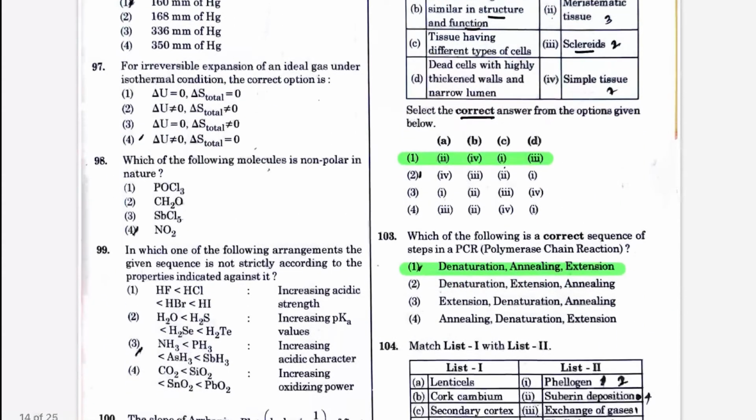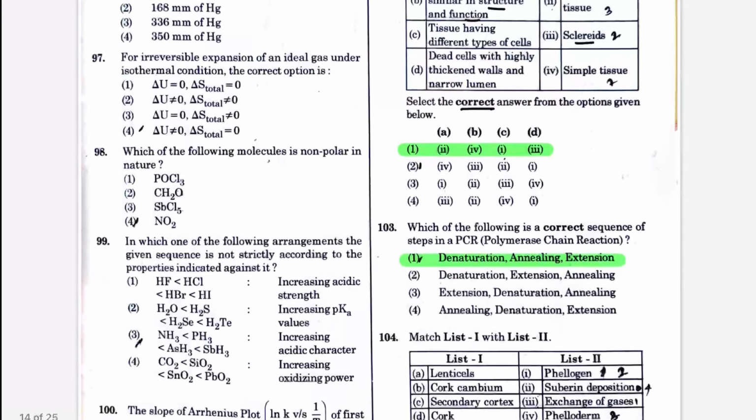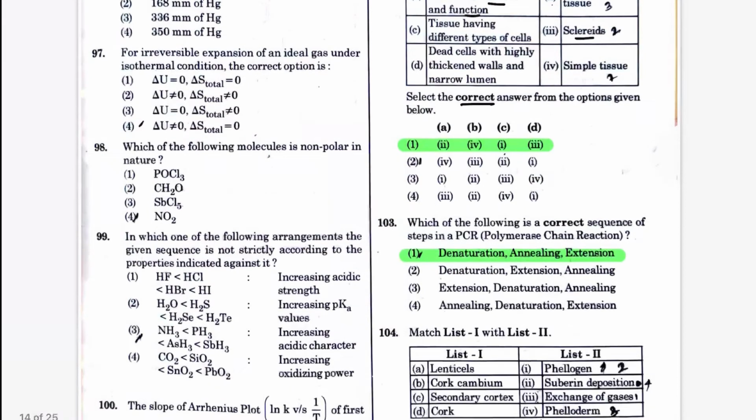And for the next question, it's a very easy question. They're asking you the correct sequence of PCR. First comes denaturation where the hydrogen bonds break, then annealing where the primer attaches, and extension where the Taq polymerase will add nucleotides complementary to the existing DNA strand. So the answer is 1.